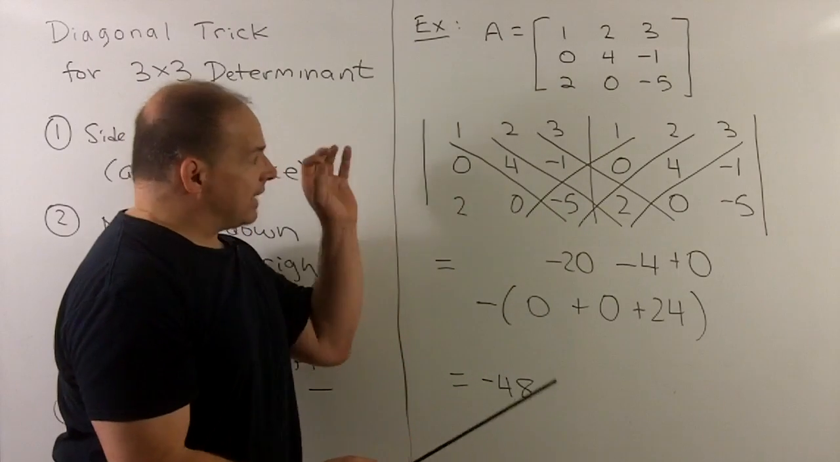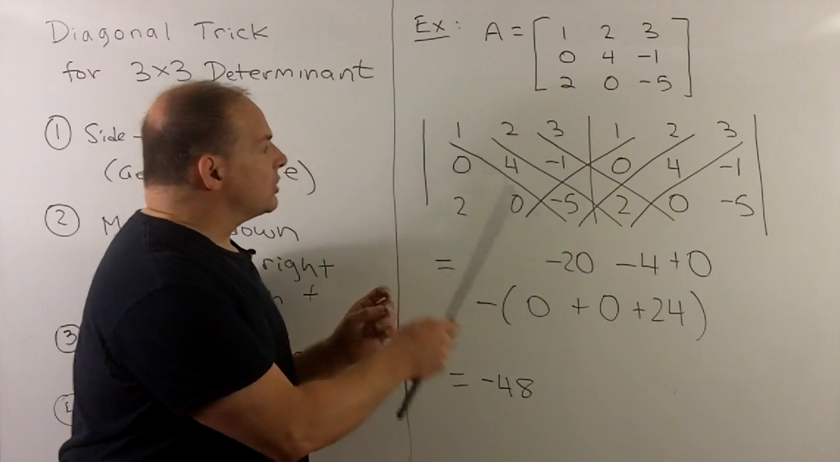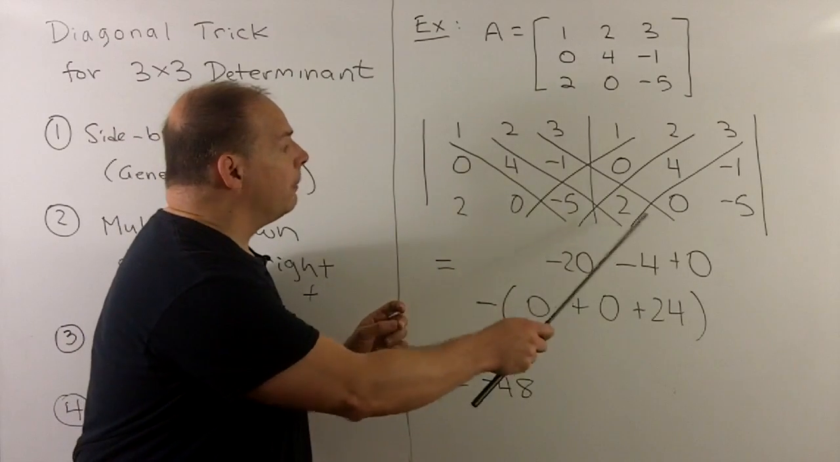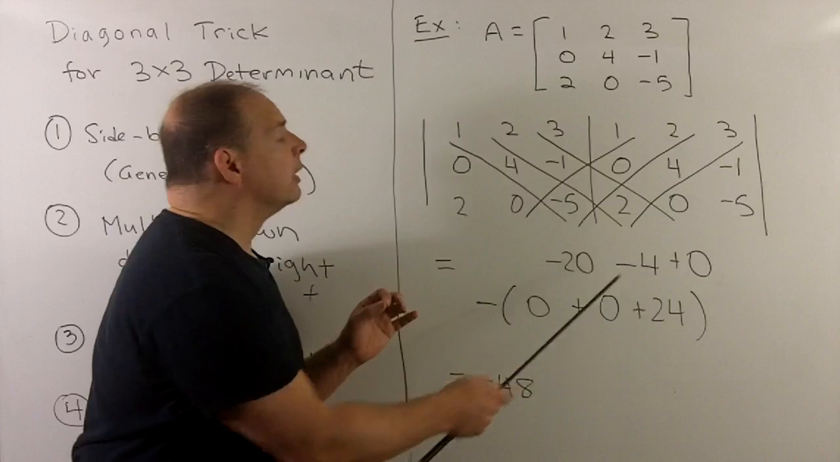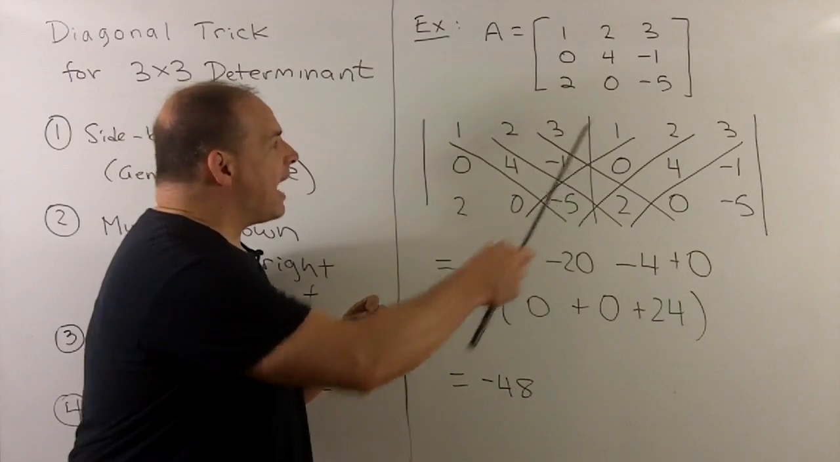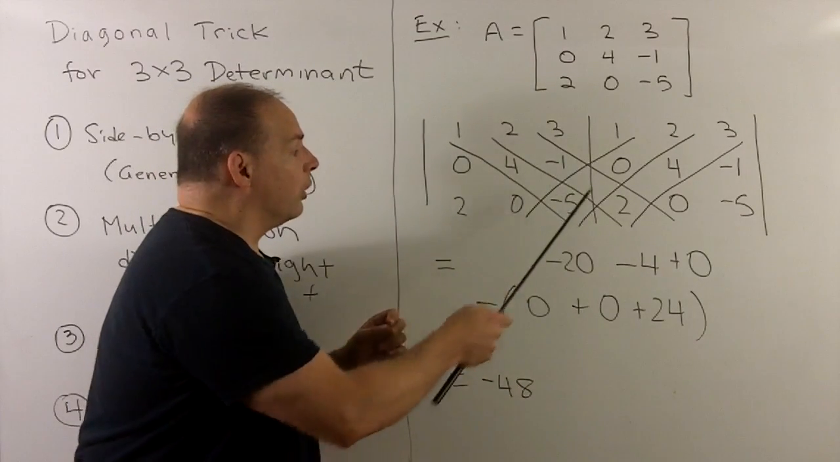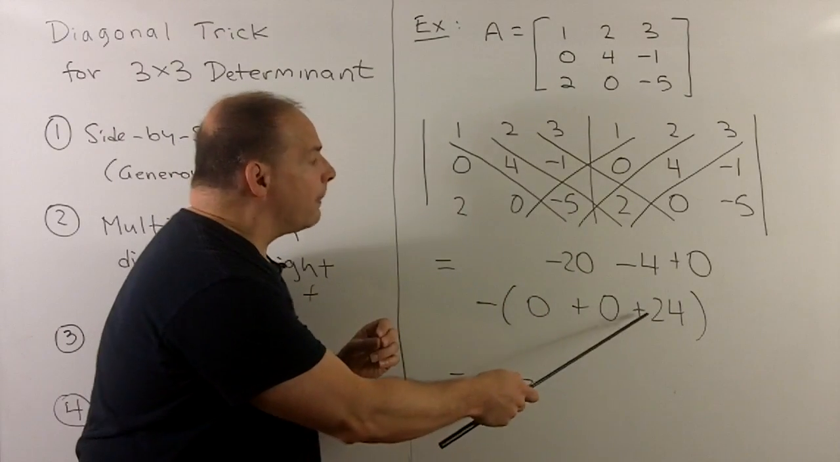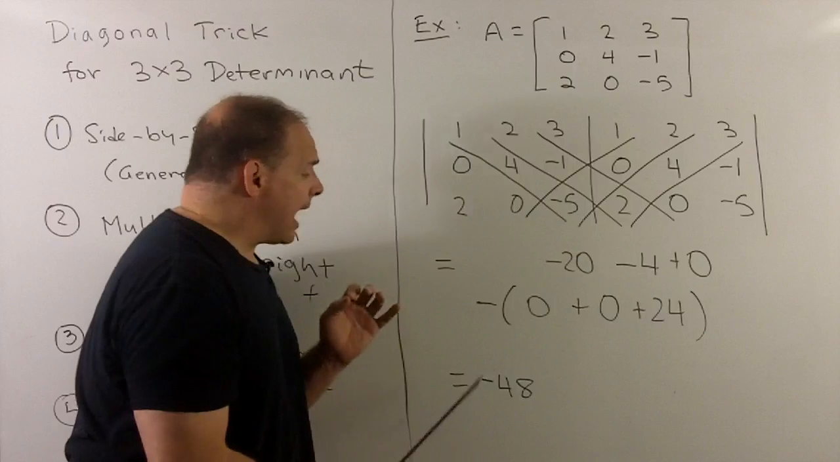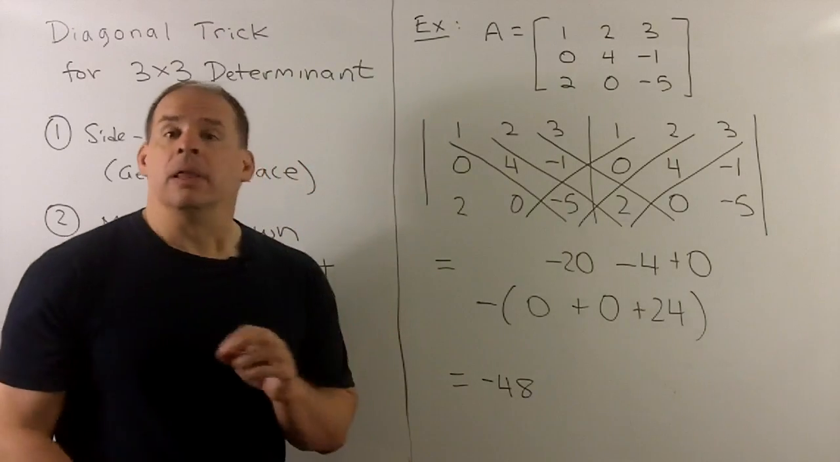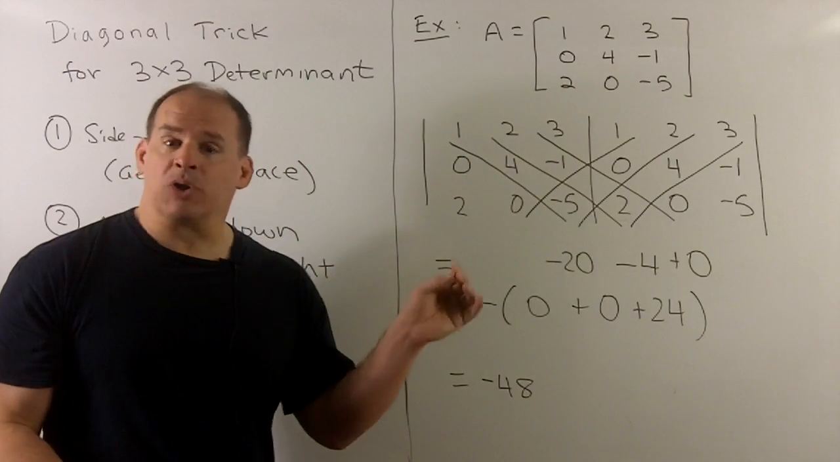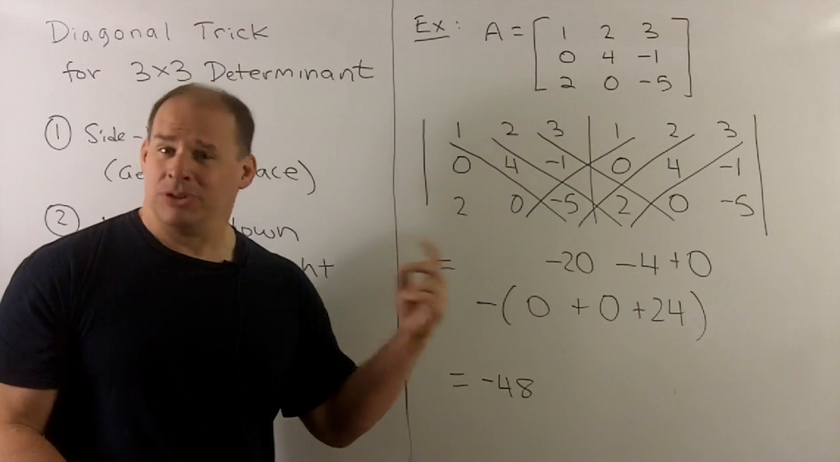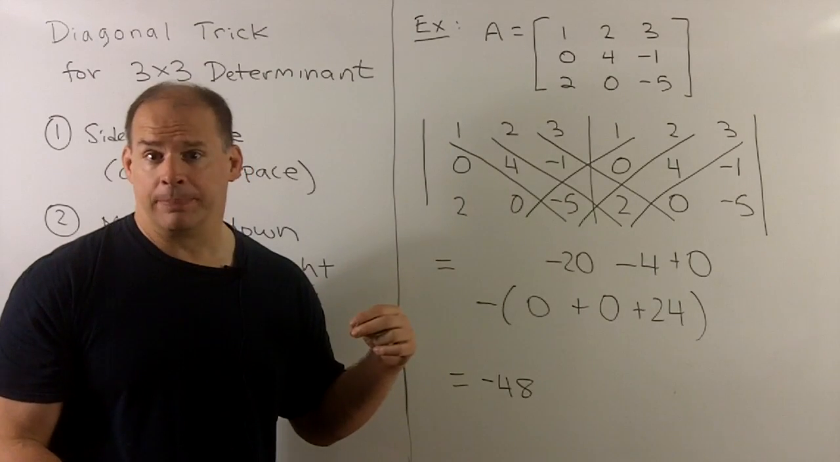I multiply down to the right. Okay, so that'll give me a minus 20, a minus 4, and a 0. I leave the signs alone. If we multiply down to the left, I'll get a 0, and a 24. I'll change the sign on the 24, and then when I add, we get a minus 48. That you could check just using a regular row expansion or whatever definition you have for determinant.